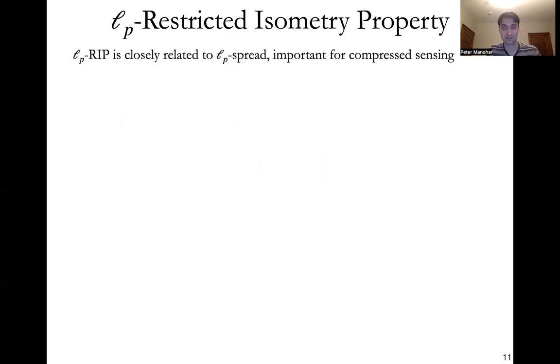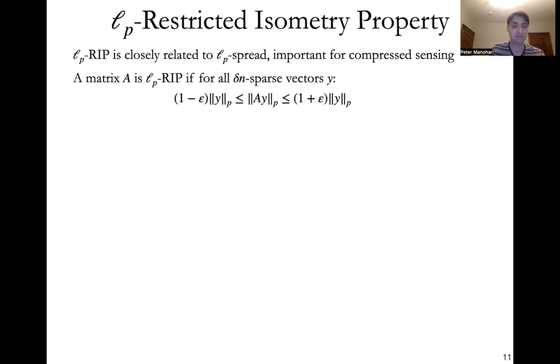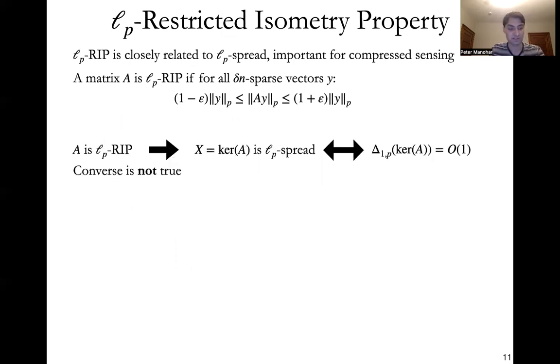So we're actually going to look at a different property, which is the Lp restricted isometry property. It's closely related to the property of Lp spread, and it's a very important property in the field of compressed sensing. We say that a matrix is Lp RIP if for any delta n sparse vector y, the Lp norm of Ay is within a 1 plus or minus epsilon factor of the Lp norm of y. A very simple computation shows that if A is Lp RIP, then its kernel is Lp spread. It's also easy to show that a kernel being Lp spread is equivalent to the distortion being constant.